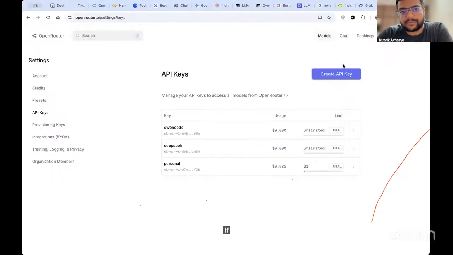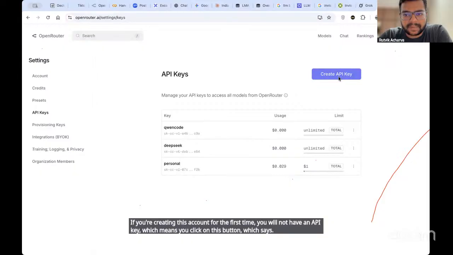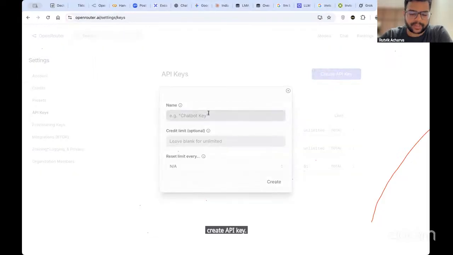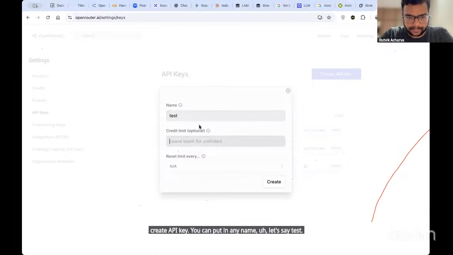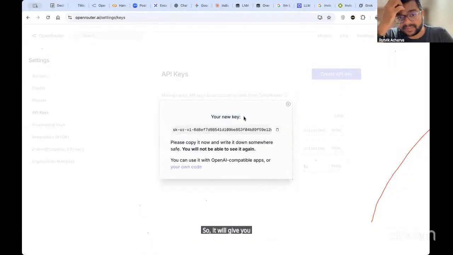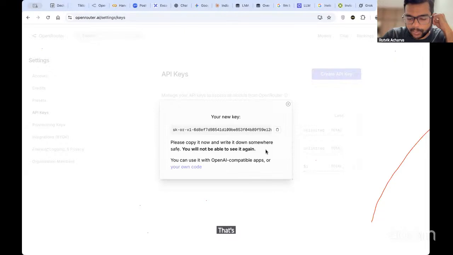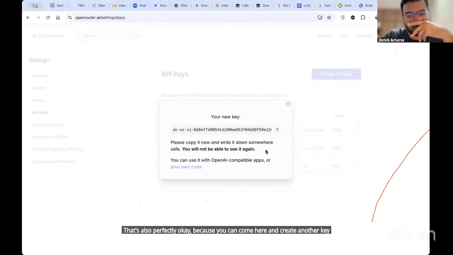If you're creating this account for the first time, you will not have an API key, which means you click on this button which says create API key. You can put in any name, let's say test. You don't need to put any credit limit. We are using the free option and you click on create. So it will give you a pop-up with a new key. You can copy this and store it somewhere safe. Okay. It says you won't be able to see it again, which is true. But if you don't save it or somehow you misplace it, that's also perfectly okay because you can come here and create another key. So it's as simple as that.